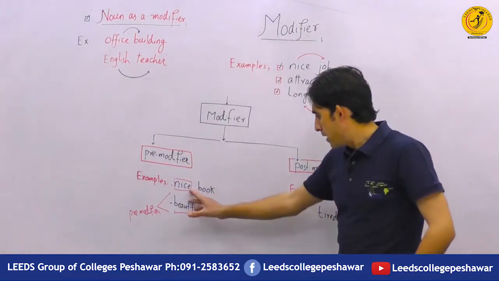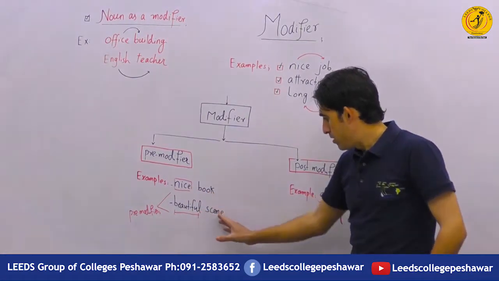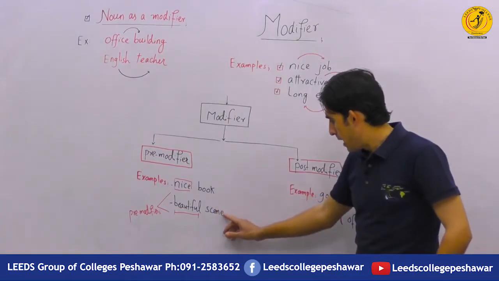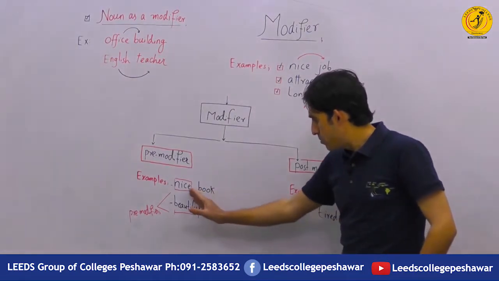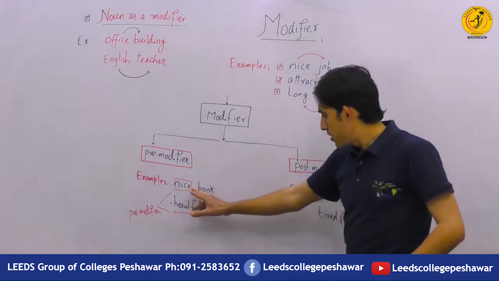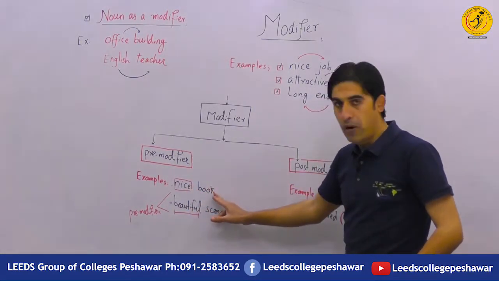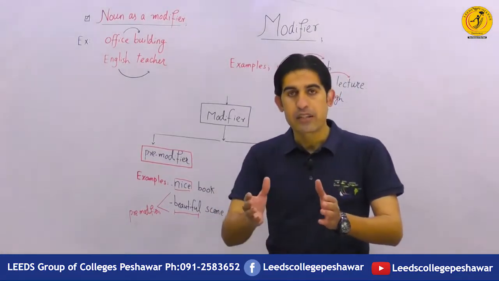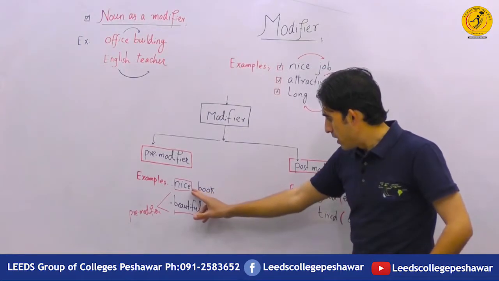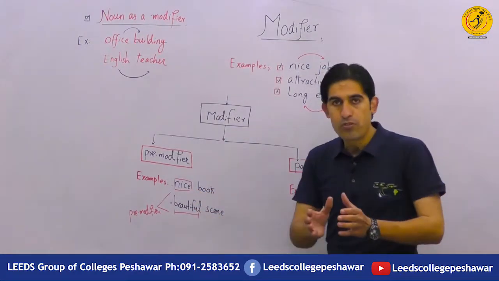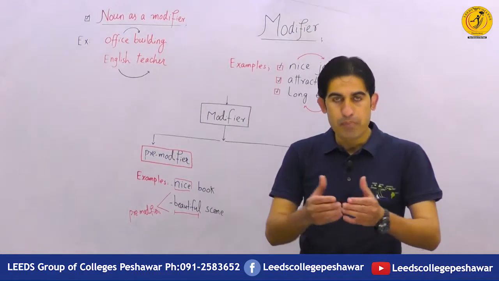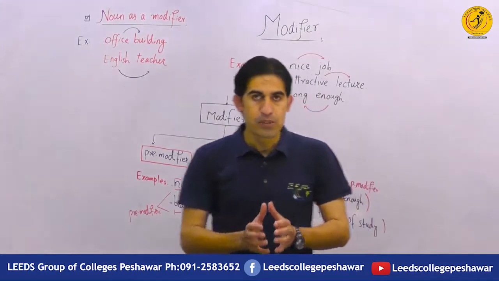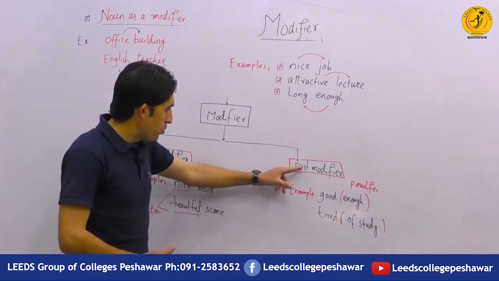Now I have listed two examples. Number one, nice book and beautiful scene. In these two examples we have two nouns, book and scene, but before these nouns comes the modifier, nice. First comes the modifier and then comes the noun. The modifier which qualifies the noun comes first, then comes the noun. So in these examples, nice and beautiful are modifiers that come before the noun, and based on this concept they are called pre-modifiers.